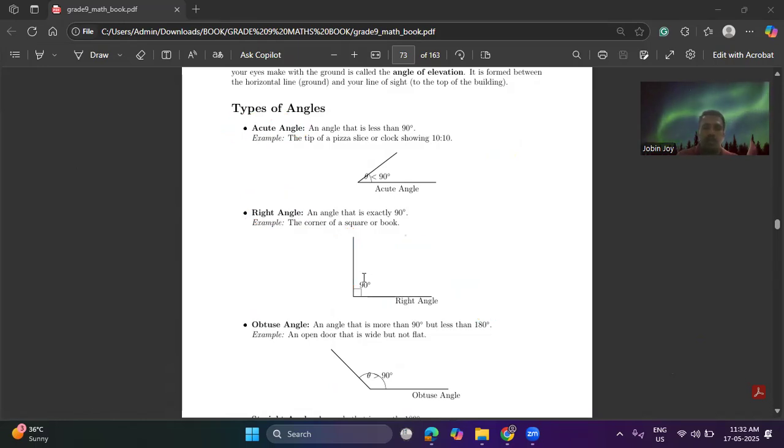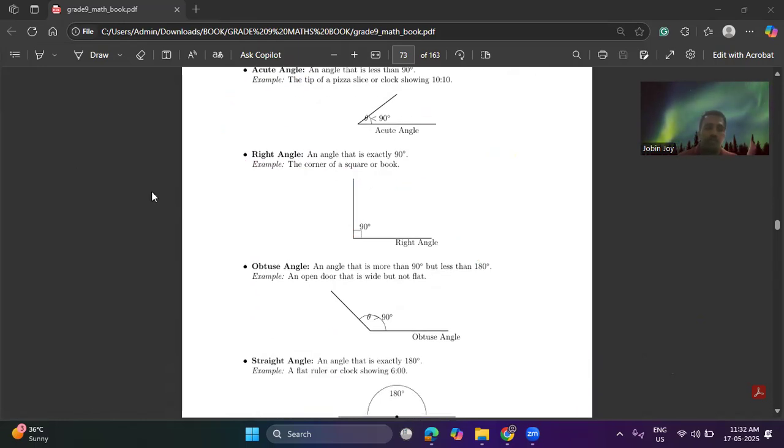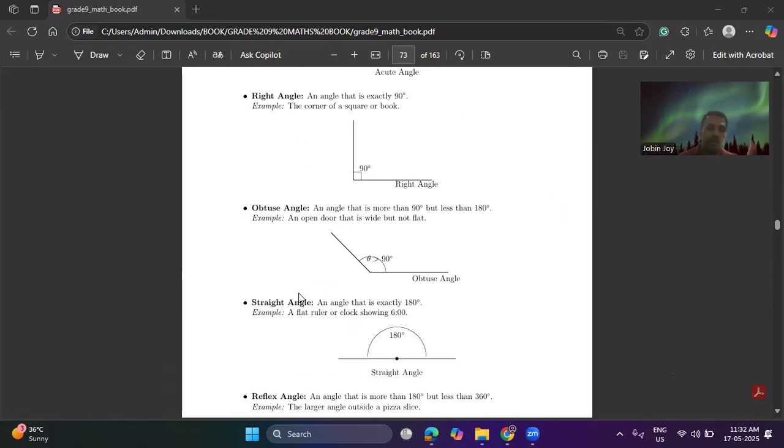Think about the corner of a square or a book. Just think about your book. This is the shape of your book, right? And here you can see this angle is 90 degrees. You can see a right angle in your book. That is one example.